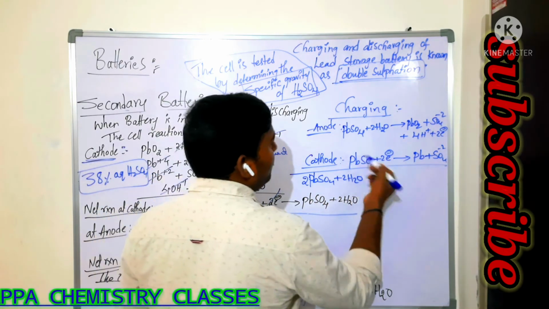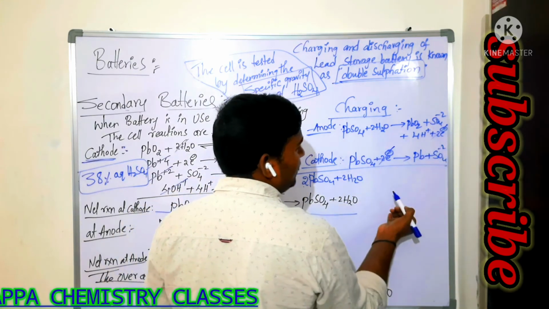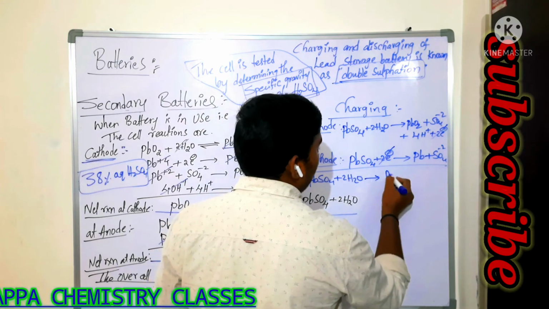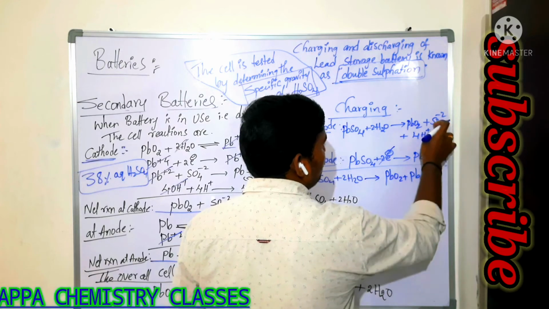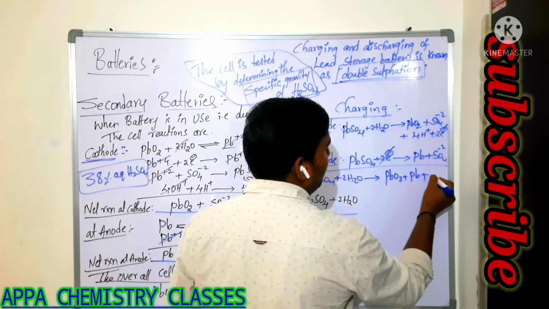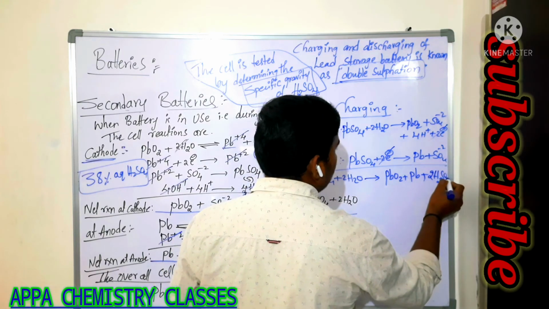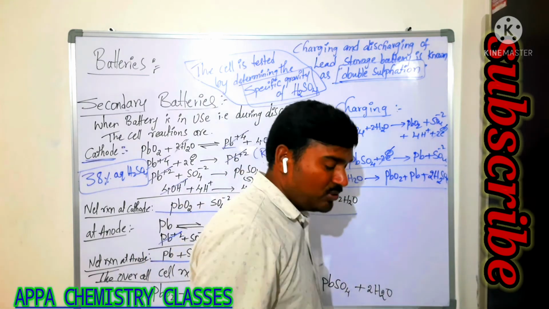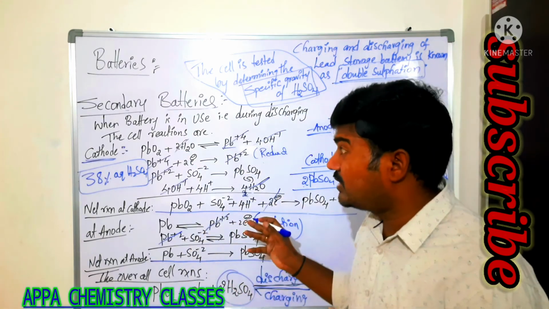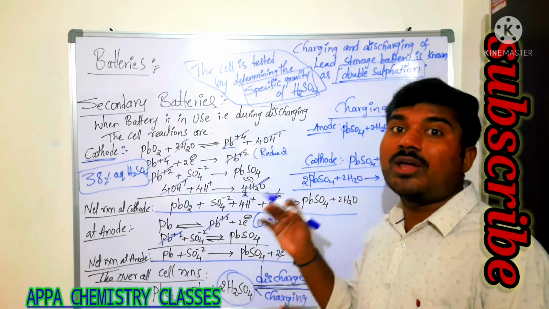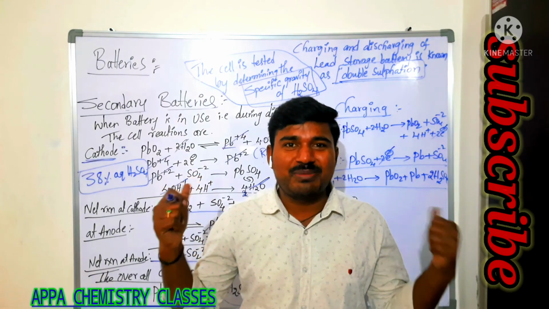Now you see, 2 moles of lead sulfate plus 2 H2O, and the 2 electrons get cancelled. So we are getting PbO2 plus Pb, plus 2 sulfate ions and 4 H+ ions, which give 2 moles of sulfuric acid. This is the net reaction during the charging process. These reactions during charging and discharging, and the reactions at cathode and anode, are very, very important.